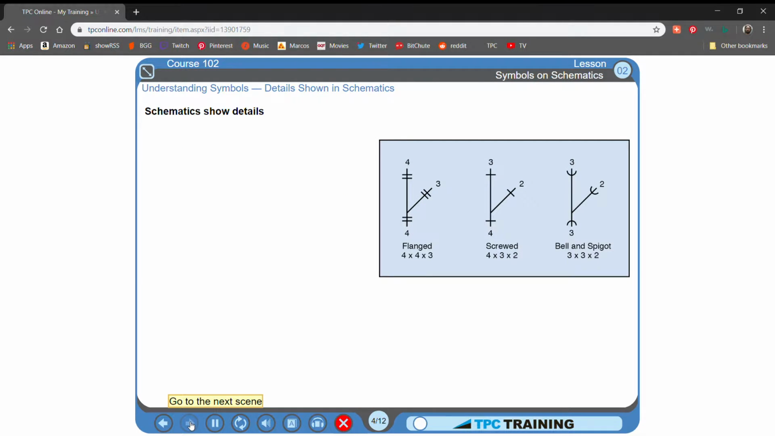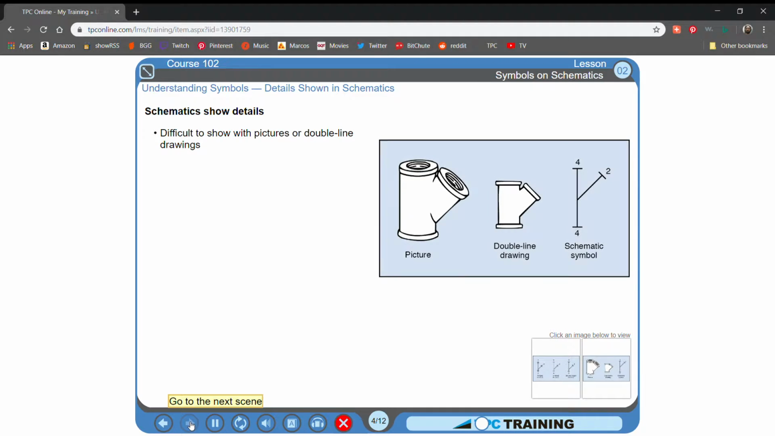Schematics show details. This drawing shows schematic symbols for 3 different 45-degree Y fittings. They all resemble the schematic symbol in the previous example. Anyone who knows how to read piping symbols does not need the written descriptions below these symbols. The schematic symbols alone provide all the information. It is difficult to show these differences with pictures or double-line drawings.